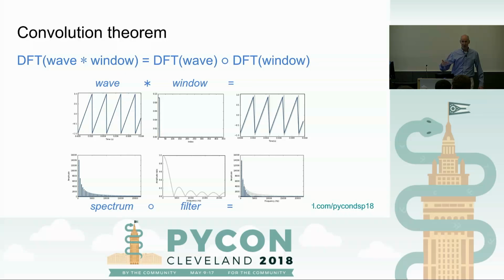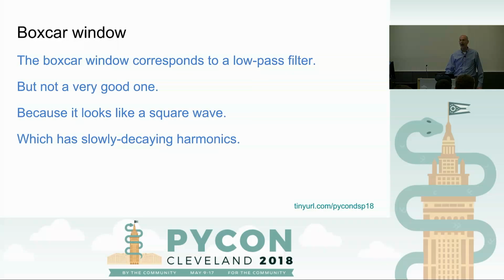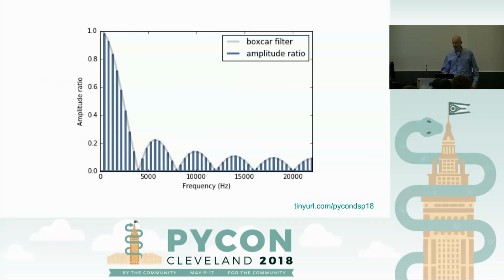Good. The other thing that we learned is that a boxcar window, which is a smoothing window, corresponds to a low-pass filter, but it's not a very good low-pass filter, because what you want in a low-pass filter is ideally everything below the cutoff frequency should go through the filter totally unchanged, and everything above the cutoff frequency should get removed completely. But that's not what we're getting. We're getting these weird bouncy things, where some of my high-frequency components are getting totally eliminated, but some of them are still there. They're reduced by a factor of 10, but that's not good enough. I want to get rid of those bouncy things.